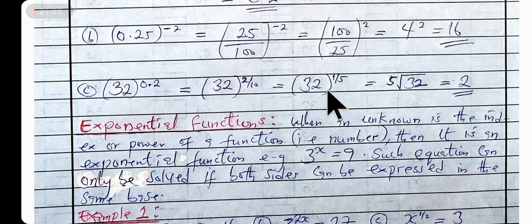Alright, so this is going to be equal to 2 into 2 is 1, 2 into 10 is 5. So this is the same thing as this. Therefore, we have the cube root of 32, sorry, the fifth root of 32. The fifth root of 32 is 2.